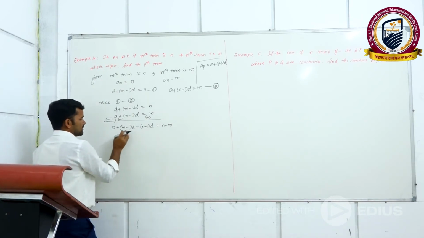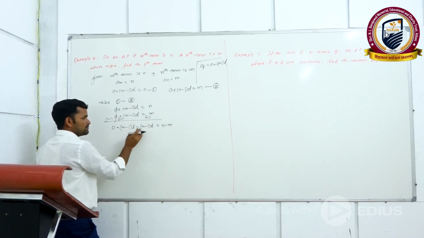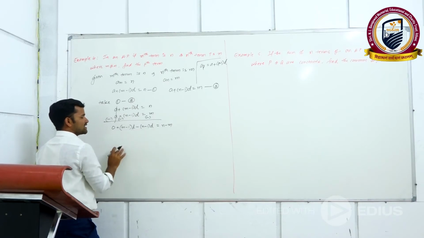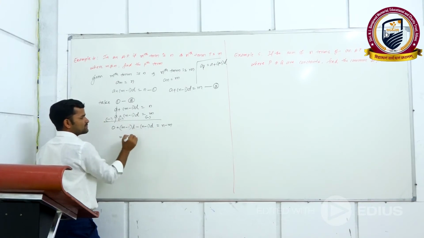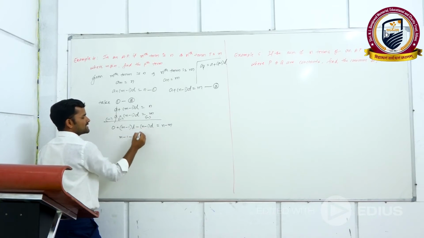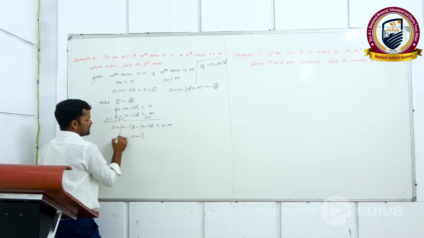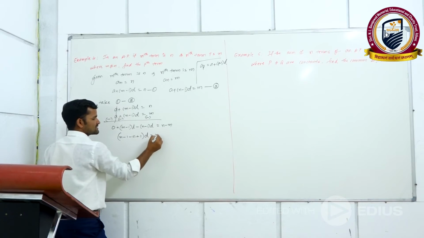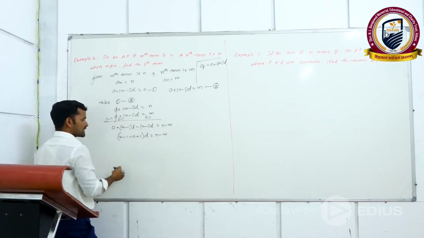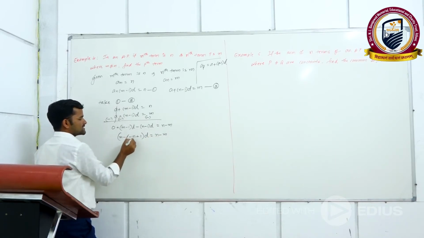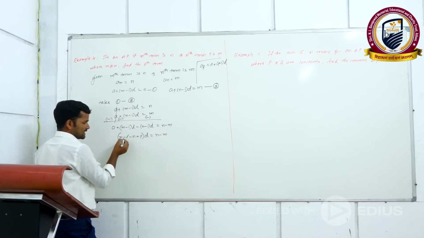Now 0 is gone. From these two terms, d is common. Take d outside. m minus 1 will be as it is. This minus gets multiplied to these two: minus into plus minus n, minus into minus plus 1. The whole thing is multiplied with d, which is equal to n minus m. Now you see, minus 1 plus 1 get cancelled. And again, this will be m minus n.